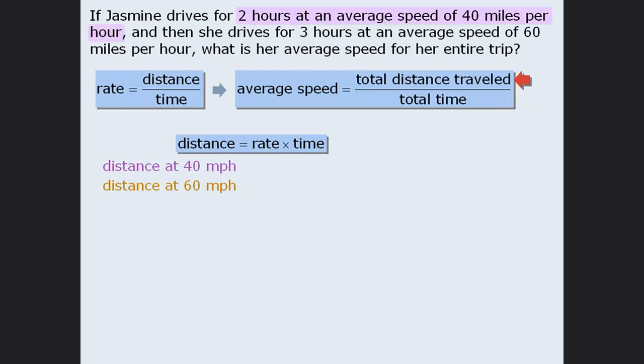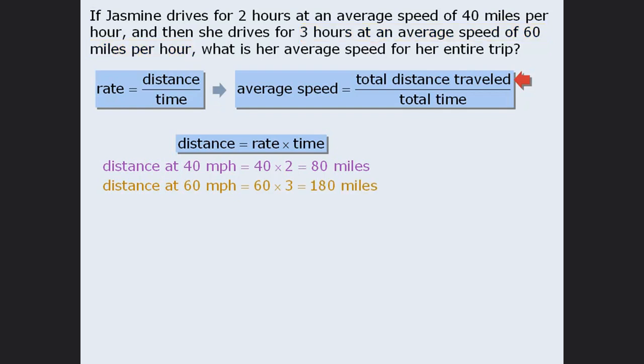Now, the question tells us that Jasmine drives for 2 hours at 40 miles per hour, so the distance is equal to 40 times 2, which is 80. So Jasmine traveled 80 miles at a speed of 40 miles per hour. Jasmine also drives for 3 hours at 60 miles per hour, so the distance traveled during this part of the trip equals 60 times 3, which is 180 miles.